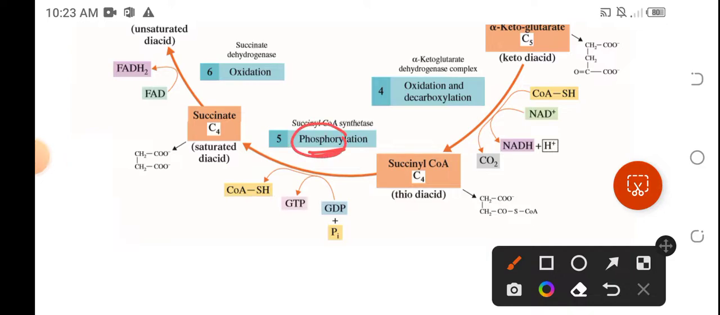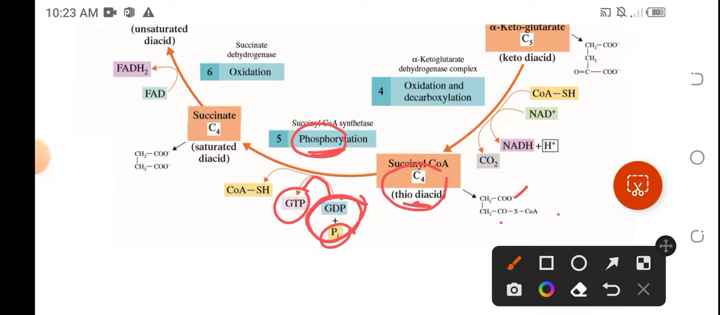from the root word itself, may phosphate group dyan. So may idadagdag tayo na source of phosphate which is the GDP. GDP, hindi siya ATP ha. This is GDP. Okay? So with an inorganic phosphate, itong Pi na to, that will then become the GTP. Okay? So from succinyl-CoA, which is 4 carbon atoms, and it's classified as a thiodiacid, okay?